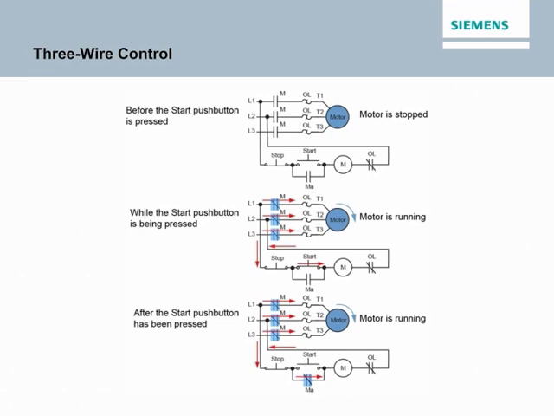When an overload occurs, the OL contacts open. The purpose of the normally closed OL contact in the control circuit is to de-energize the M contactor when an overload occurs so that the motor will not automatically restart after an overload.